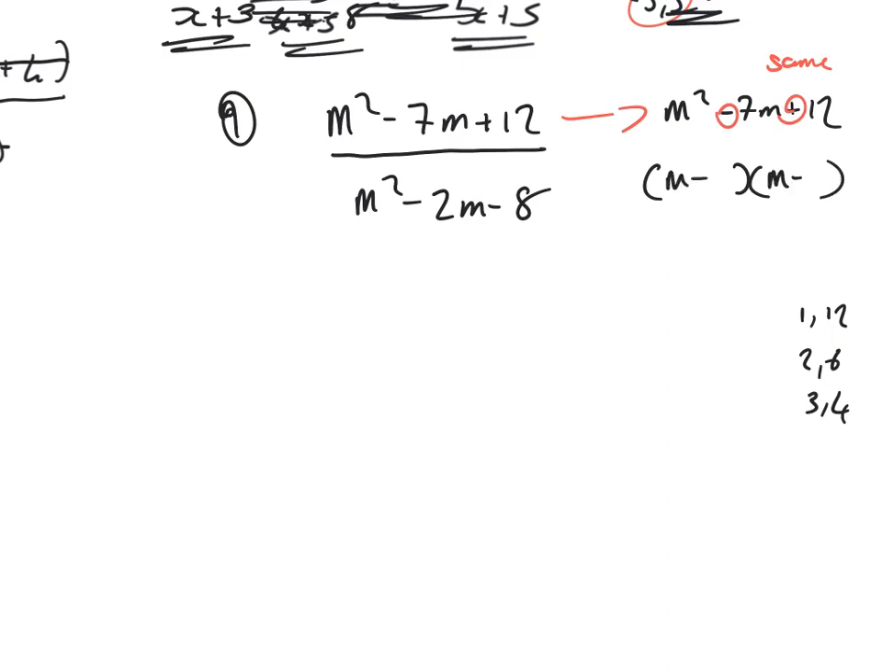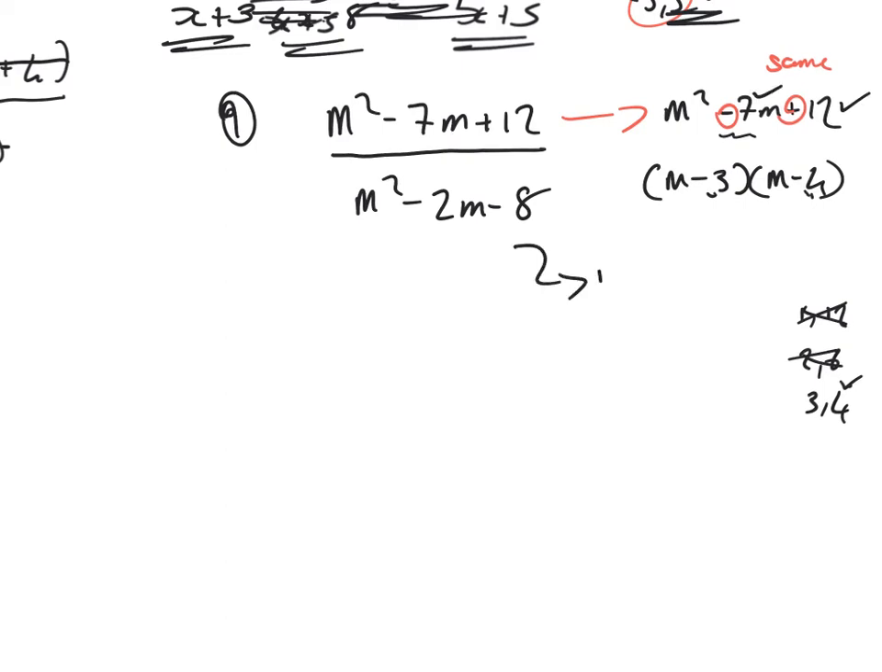Okay, which pair can I use to get minus 7 rather? That's going to be 3 and 4. (m minus 3)(m minus 4). Minus 3 times minus 4 is 12. Minus 3 minus 4 is minus 7.